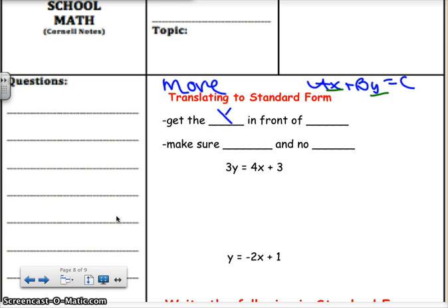So, you need to get the x in front of the y. Always. Make sure that it starts positive. Y can be negative. We don't care. We just don't want to start negative. We try to put our best foot forward. Start positive. And there's no fractions. If there's fractions, you need to get rid of it. So x is first. It's positive, no fractions. Okay?